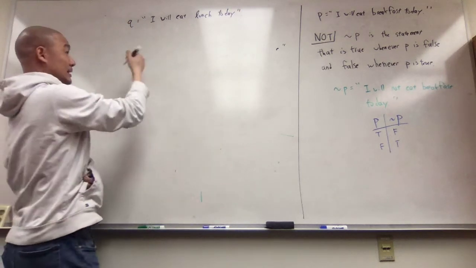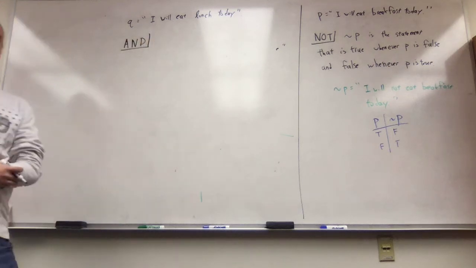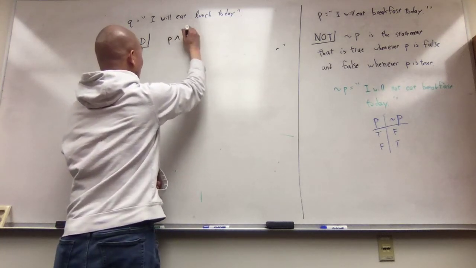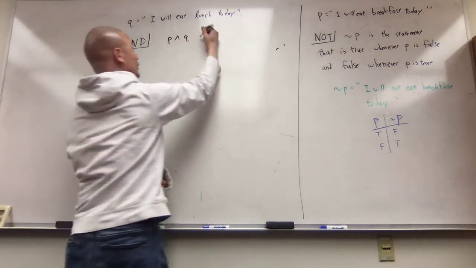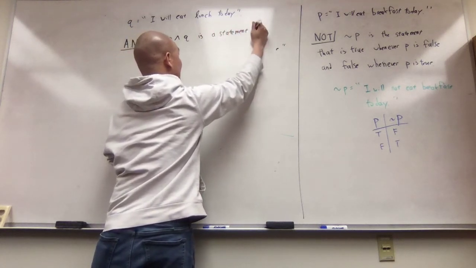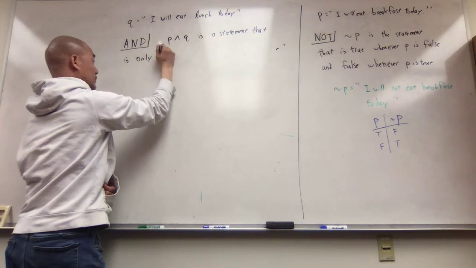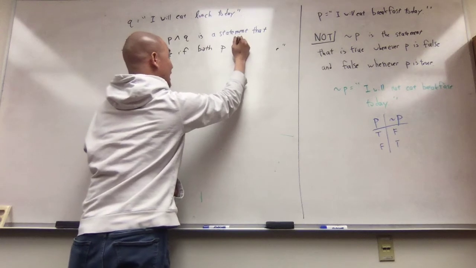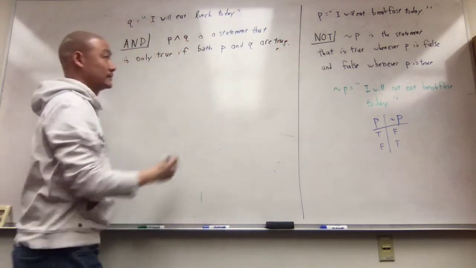And now the second operation I'm adding in is the operation "and." Now, "and" is a statement. We express "and" with this caret symbol here, and we say P and Q is a statement that is only true if both P and Q are true.